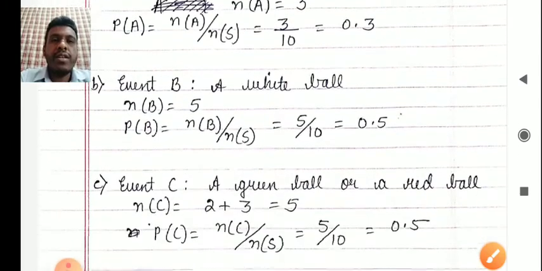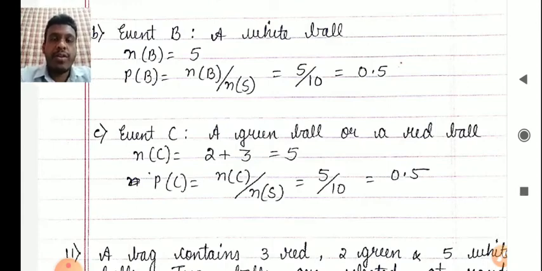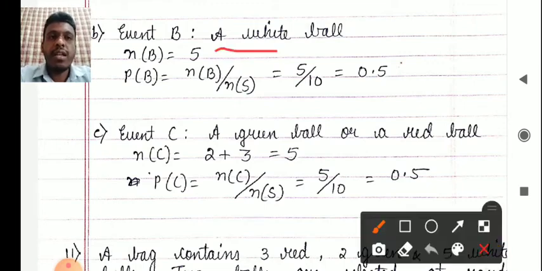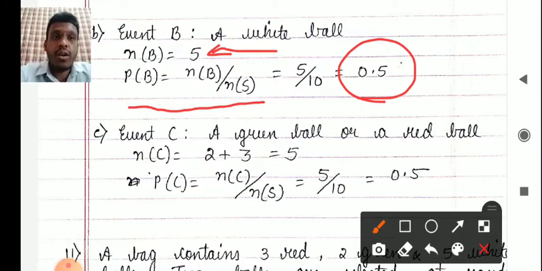Now let us take the second event, a white ball. Suppose the selected item is a white ball, so how many white balls were there? We have 5 white balls. Now the probability of B is equal to n(B) upon n(S), which is equal to 5 upon 10, which is equal to 0.5. So this was also quite straightforward.